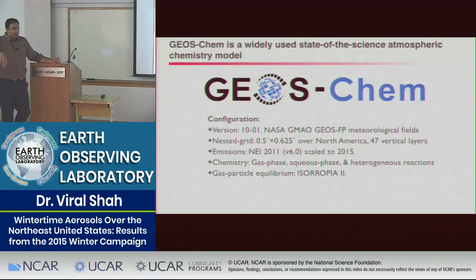GEOS-Chem has all of these chemical processes that we have been talking about so far. It has representation of these processes. So it's an appropriate tool to try to understand wintertime chemistry.